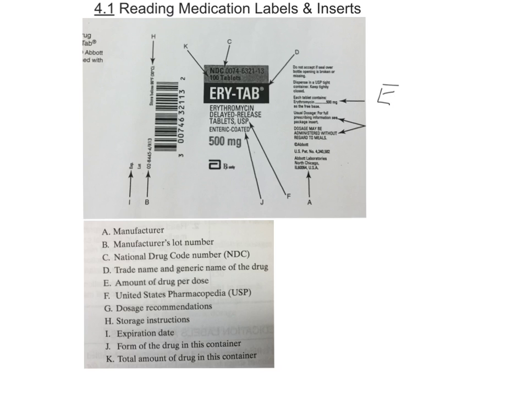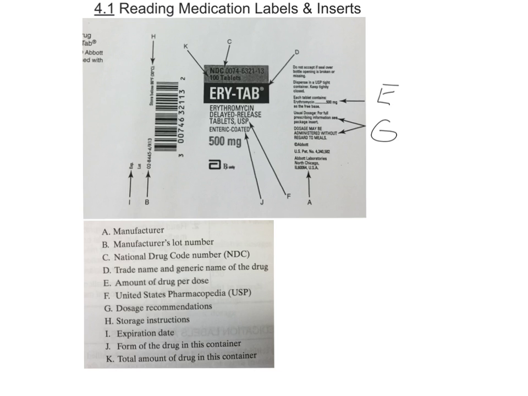And then United States Pharmacopeia, this is like a catalog of drugs in the US that they keep. If you're looking for that, that would be F. It just states USP. There's not much to do with that. Dosage recommendations, G, would actually be over here. Sometimes it'll tell you how much to take. Other times it's specific to the patient, so it will say for full prescribing information, see the package insert. And then it can also tell you how to administer the dosage.